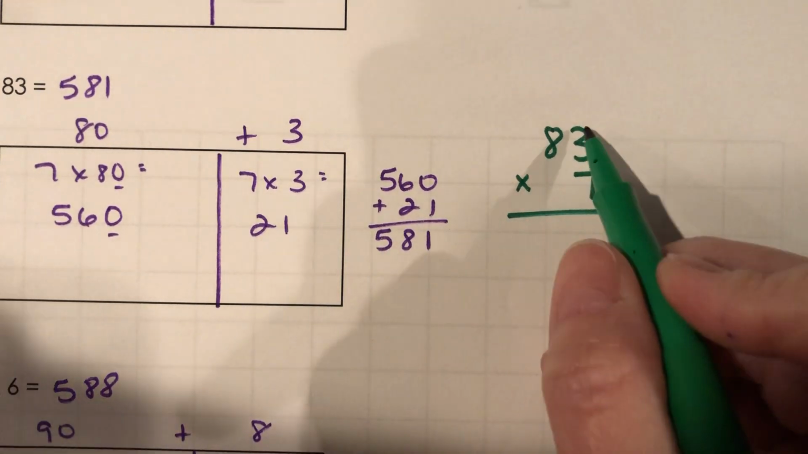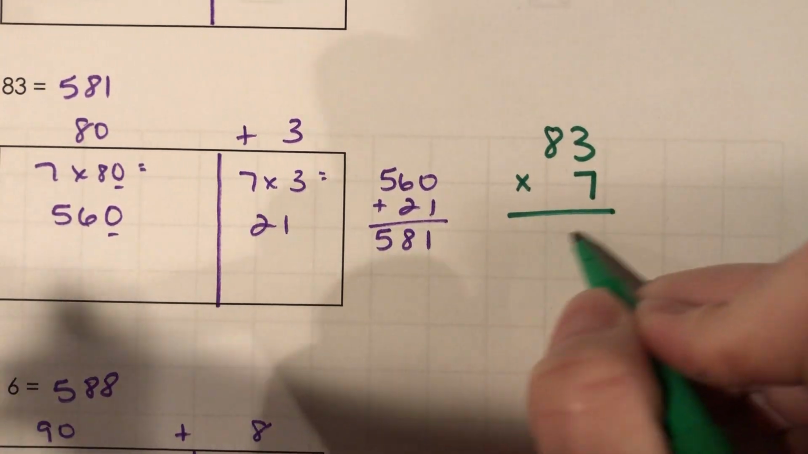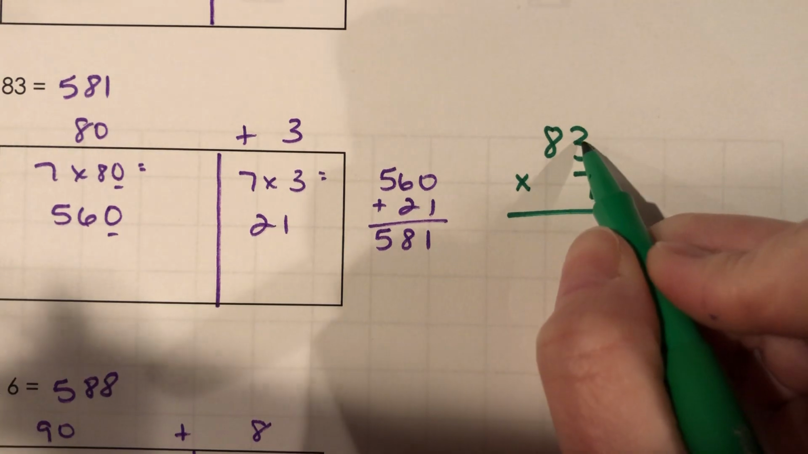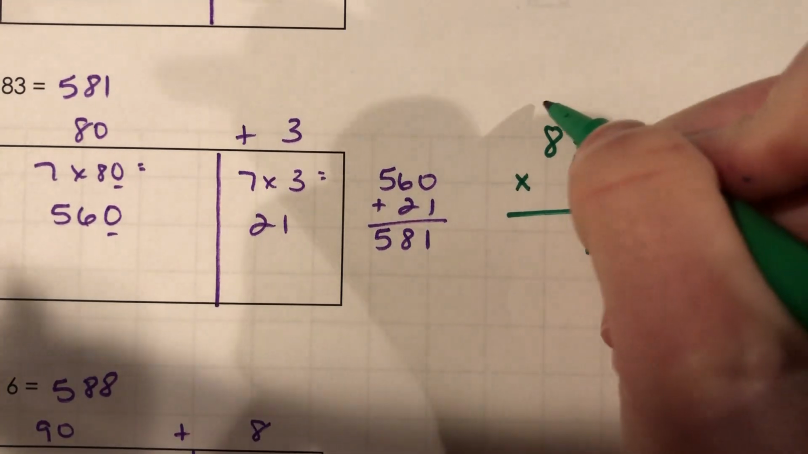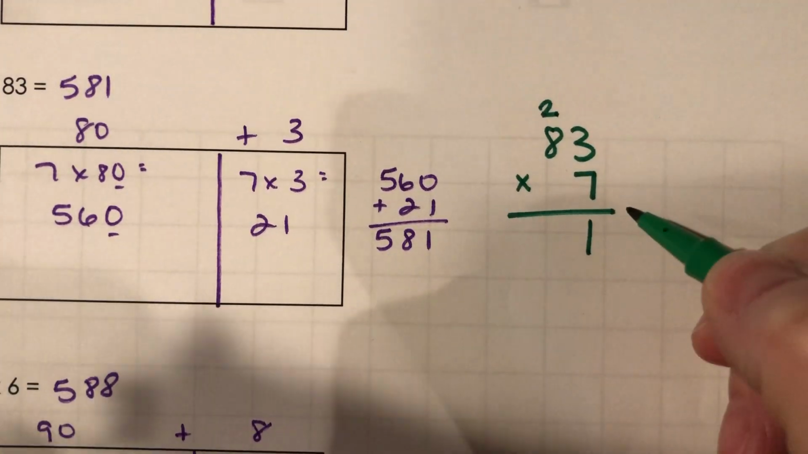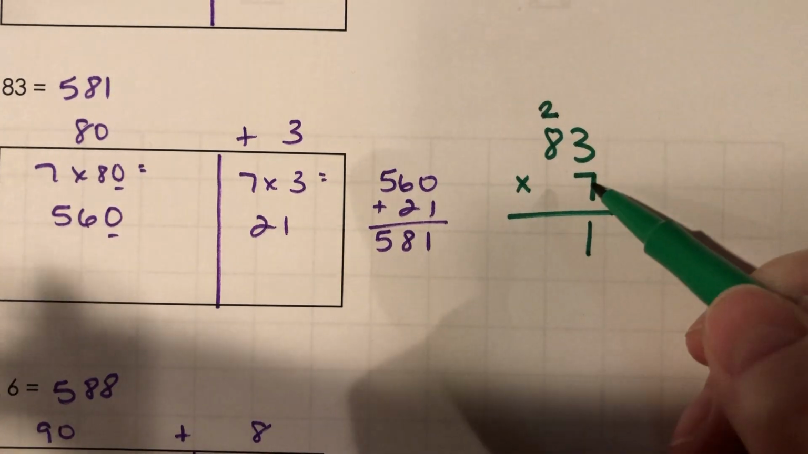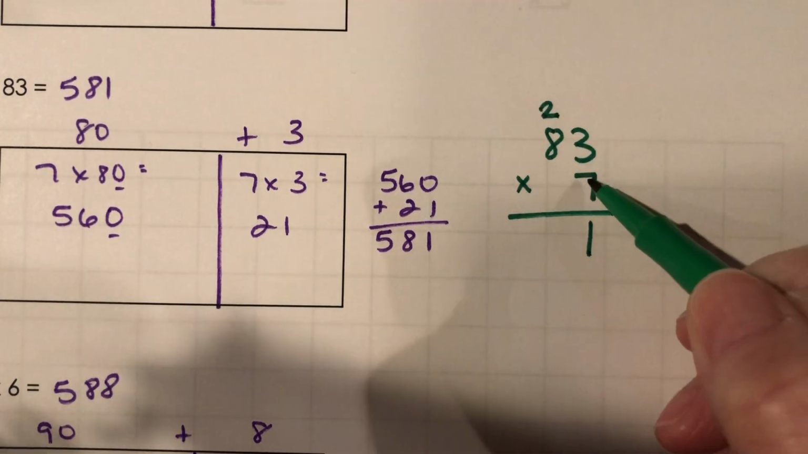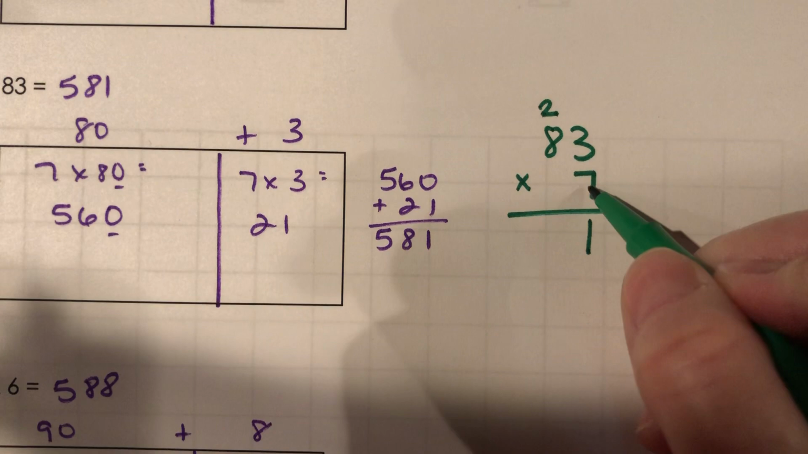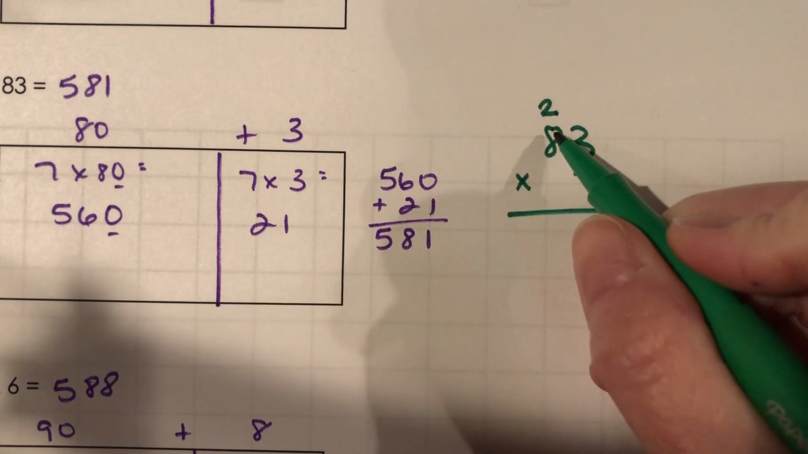We know that 7 times 3 is 21. I can't write 21. Okay, so I'm going to put my 1 in the 21 and carry my 2, kind of like you would in addition. Now, I know that 7 times 8, so I just did 7 times 3. I know that 7 times 8 is 56, right?